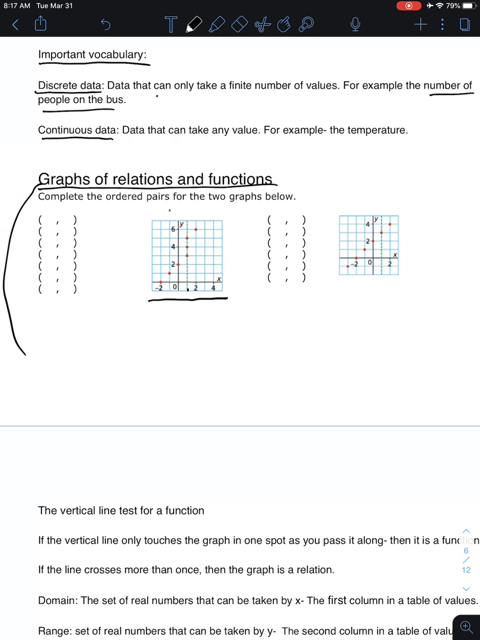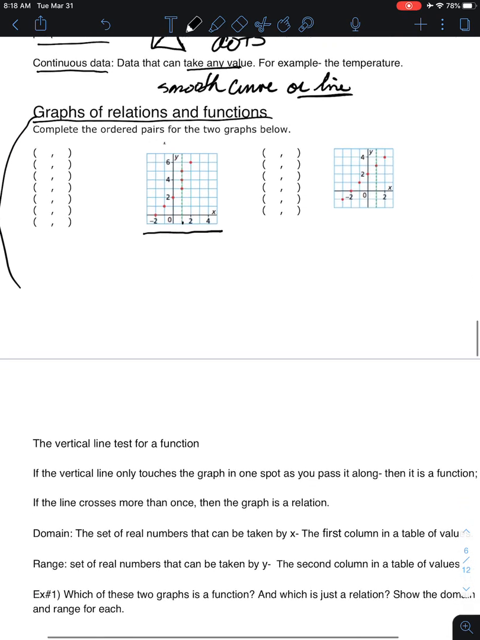So when I'm looking at a graph of discrete data, I might just see dots. There's the number of people on the bus over time, for example. Whereas continuous data can take any value. So all the spaces that are between these dots in this graph could be connected like that. And here, in this case, I have dots. And down here, I have a smooth curve or line. So that's going to be important in what we're going to look at today.